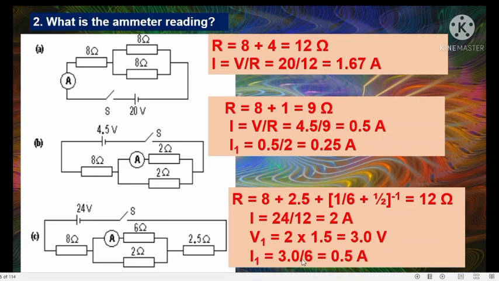I1 equals 3 divided by 6, meaning the reading of ammeter here. So you can just put as I1. I1 equals voltage across 6 ohm, which is 3 volt, divided by resistance 6 ohm. So we get 0.5 ampere. So across 6 ohm is 0.5 ampere. And then for 2 ohm, it will become 1.5 ampere because the total current here equals 2 ampere.